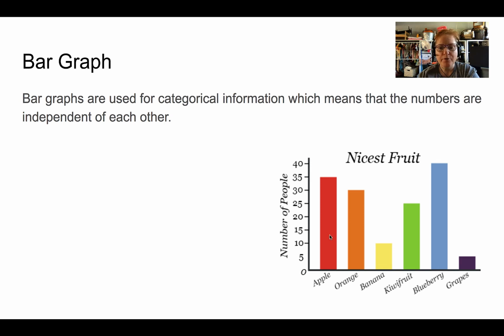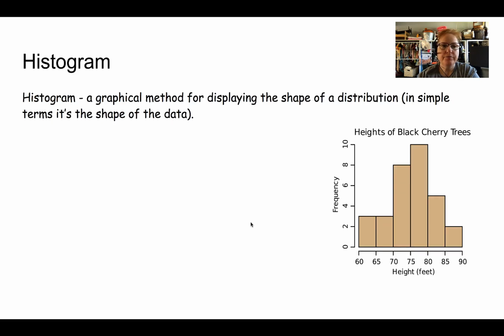That's what I was saying, where the number of people that like the apple don't impact the number of people that like the orange. The numbers are independent of each other. They're not related. Okay, that is different than the histogram. Notice that in a histogram, it looks a lot like a bar graph. However, on a histogram, instead of having categories, what you have are ranges of numbers. So on here, it says a histogram is a graphical method for displaying the shape of a distribution. In super simple terms, it represents the shape of the data, like what the pattern of the data is. You know, where your high values are, where your low values are.